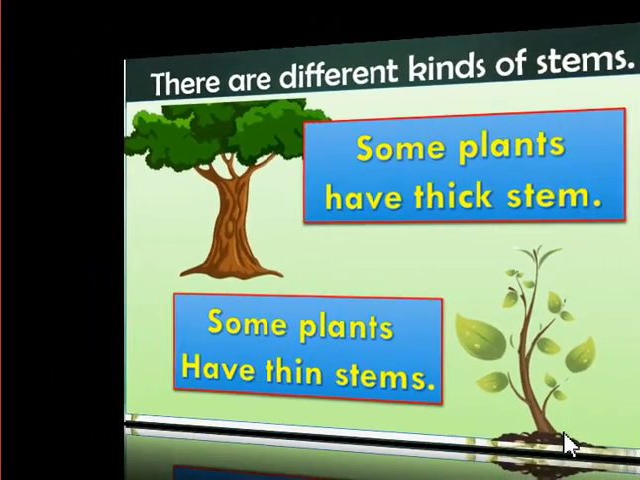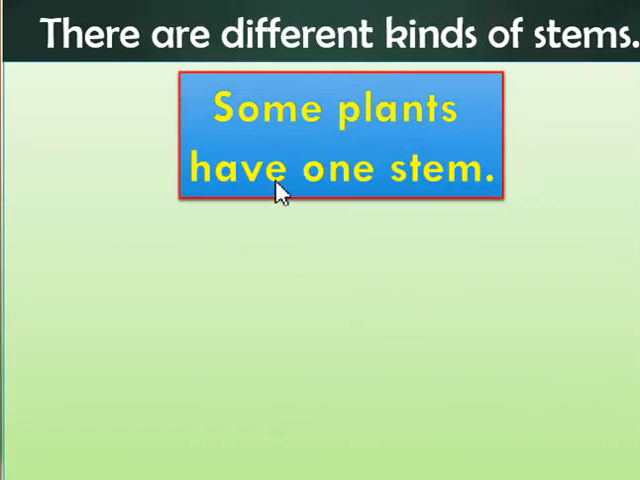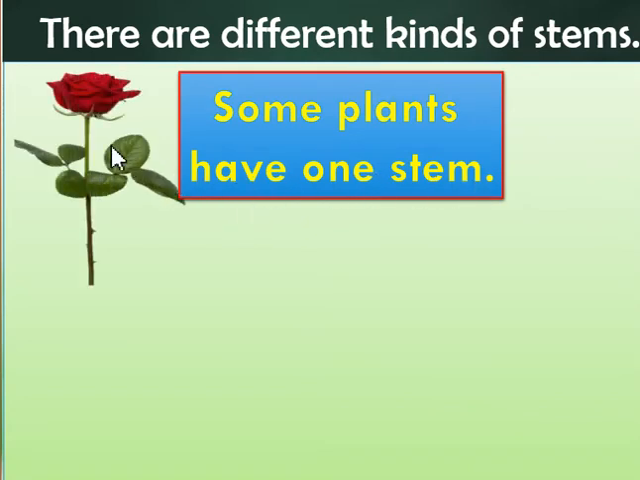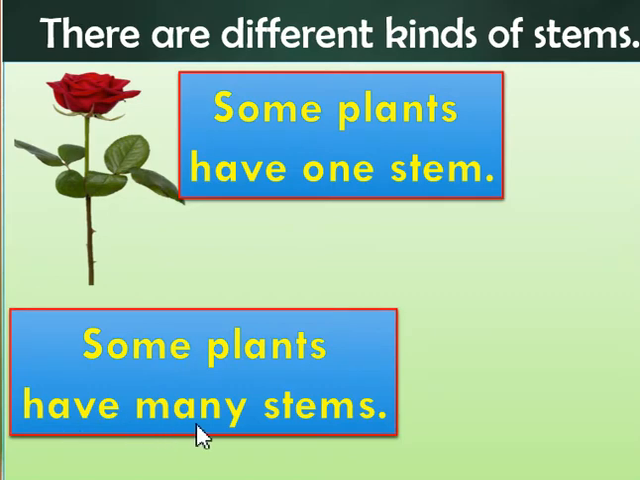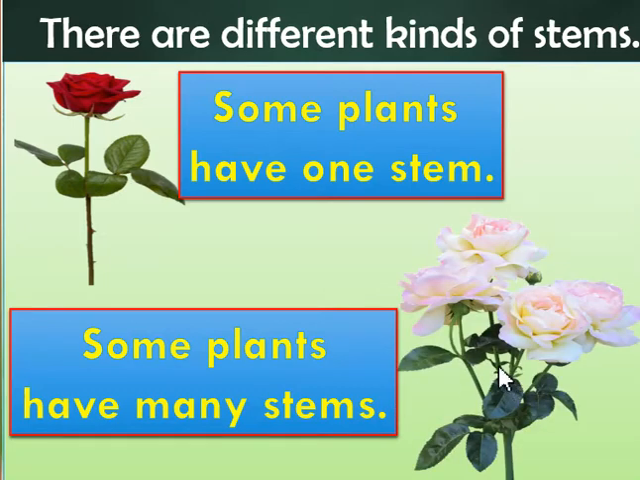Okay, very good. Next, some plants have one stem. Like this one, it is only one stem. And some plants have many stems. This one has one, two, three, four stems.